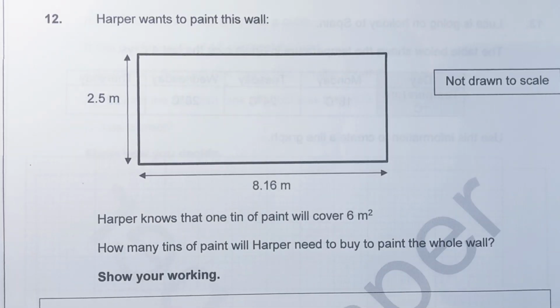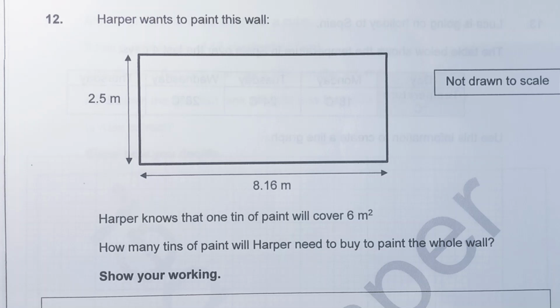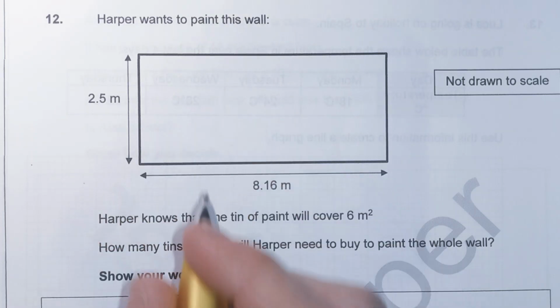Question 12. Harper wants to paint this wall. So we've got 2.5 metres high and 8.16 metres across. Harper knows that 1 tin of paint will cover 6 metres squared. How many tins of paint will Harper need to buy to paint the whole wall? Okay, so we want to work out the area.